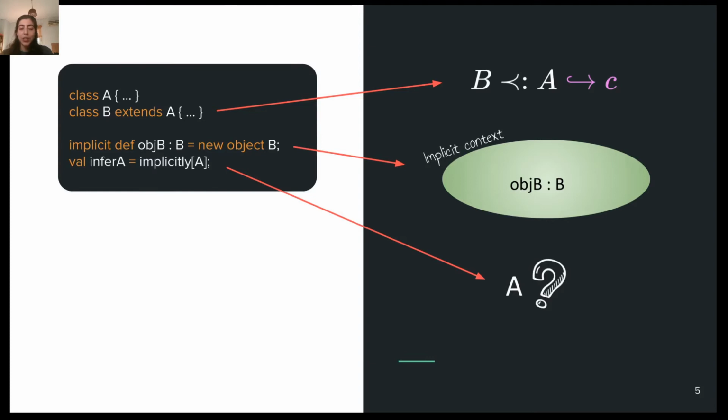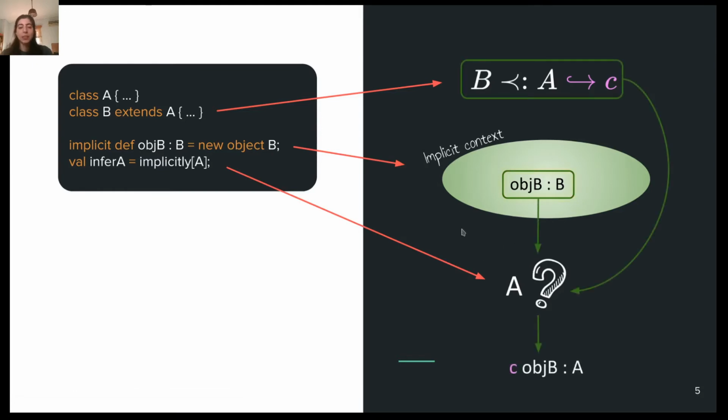So resolution alone here would fail because the implicit context only contains a class B object while we're asking for a class A object. However, if the information in the implicit context is combined with subtyping, then the mechanism succeeds because it can apply the coercion to the implicit object B and return an object of the desired class.